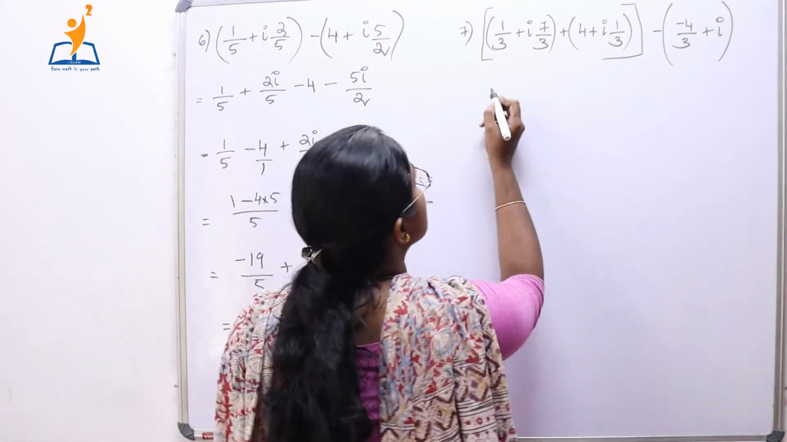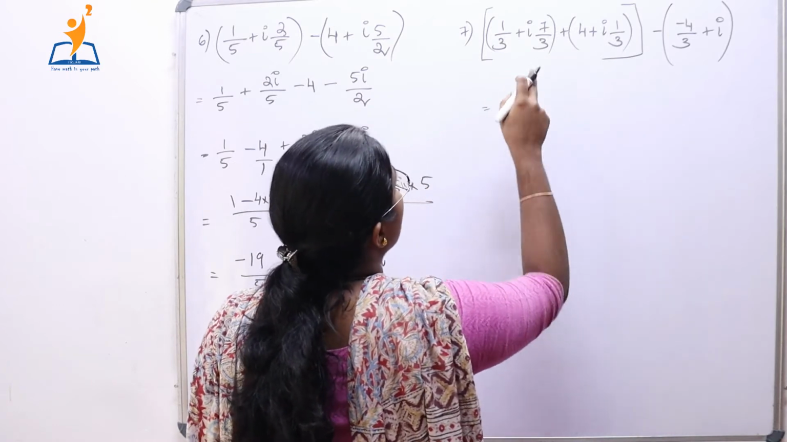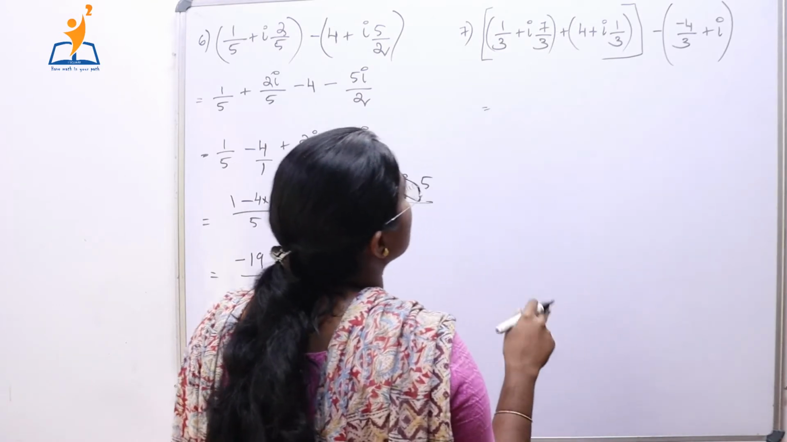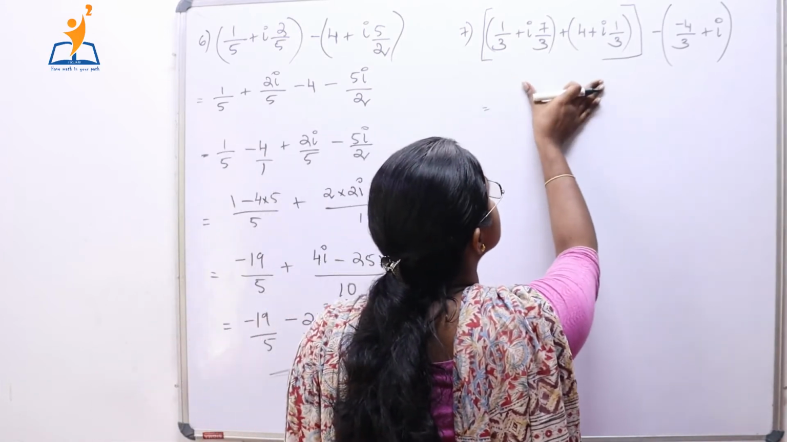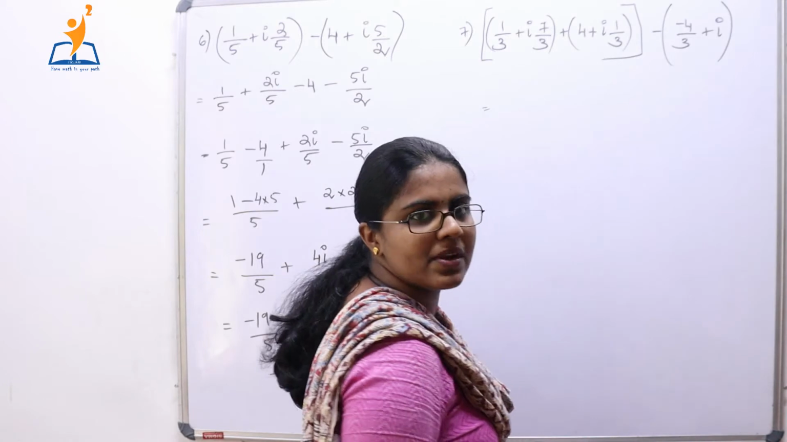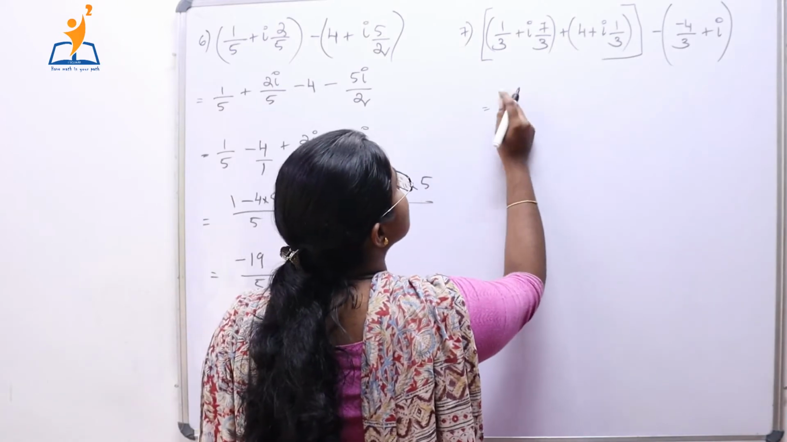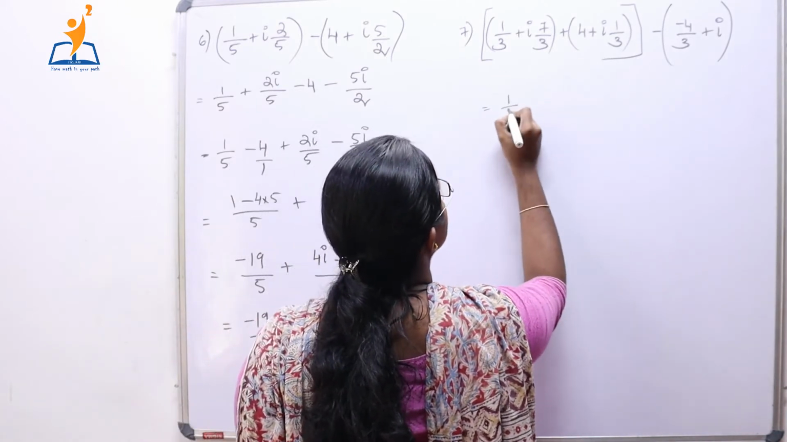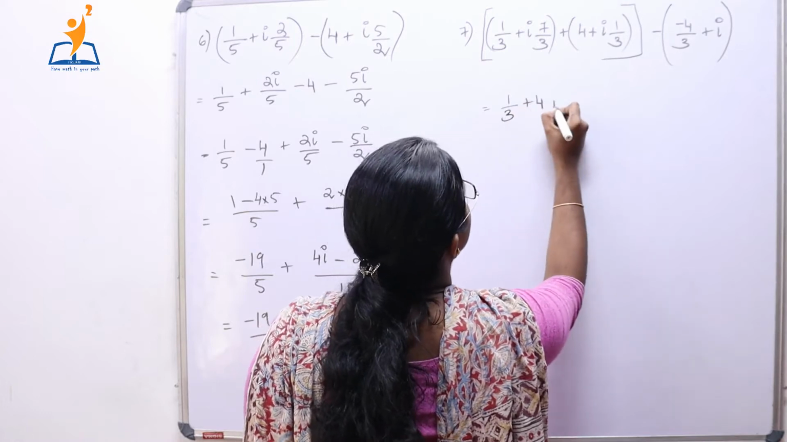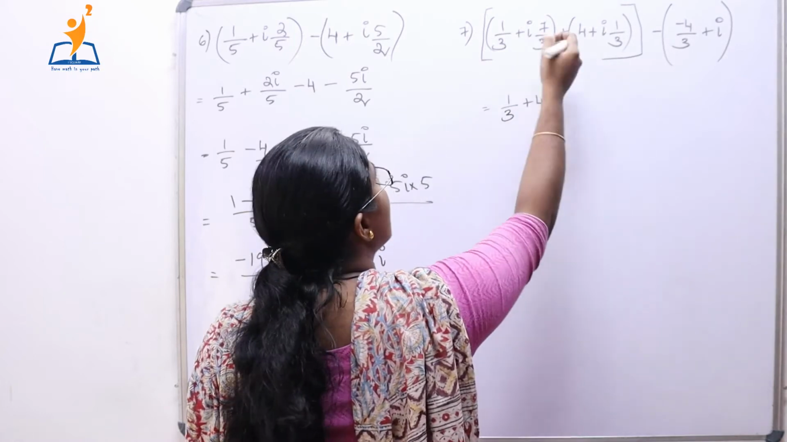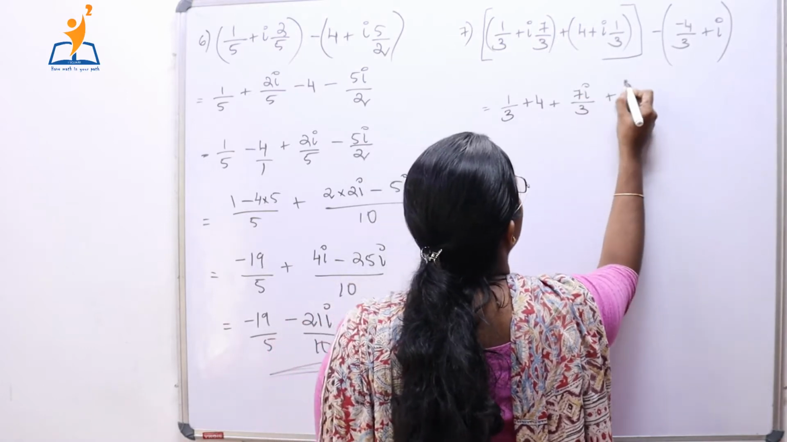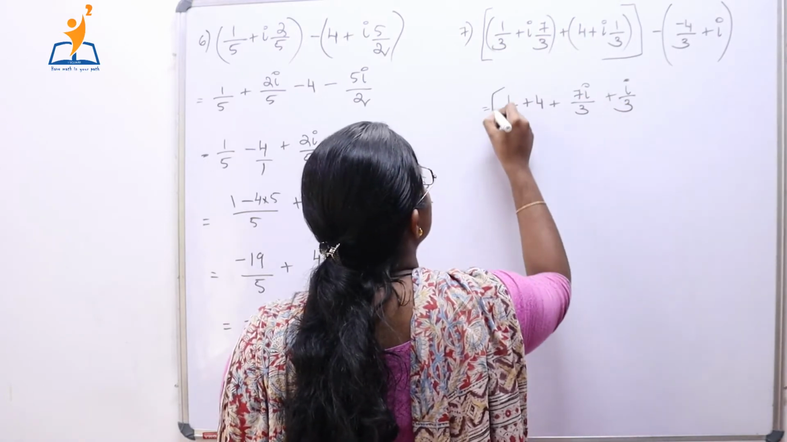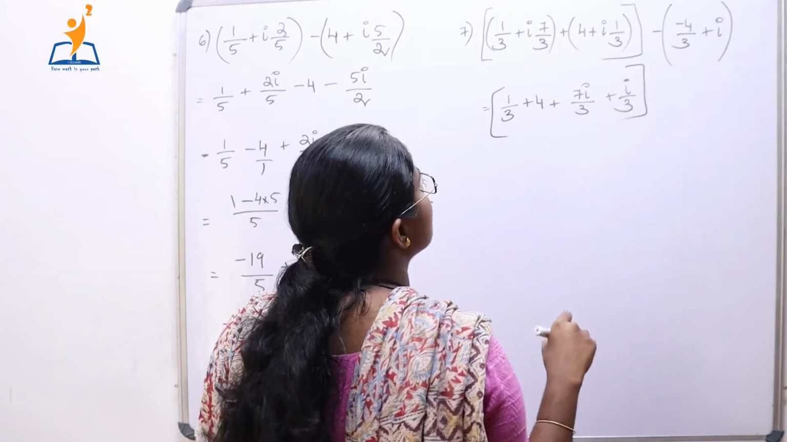Moving to the next question, we have 1 by 3 i plus i into 7 by 3 plus 4 plus i into 1 by 3, and from this sum this particular complex number is subtracted. So we will simplify this first. That is 1 by 3 plus 4, the real parts were added, and again now the complex part is 7i by 3 plus i by 3. So from this the other term is subtracted.